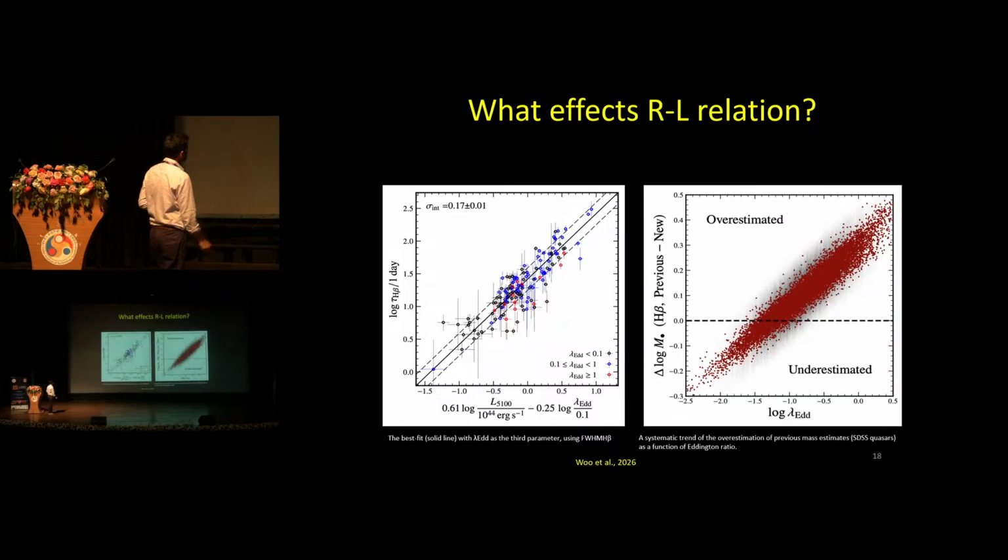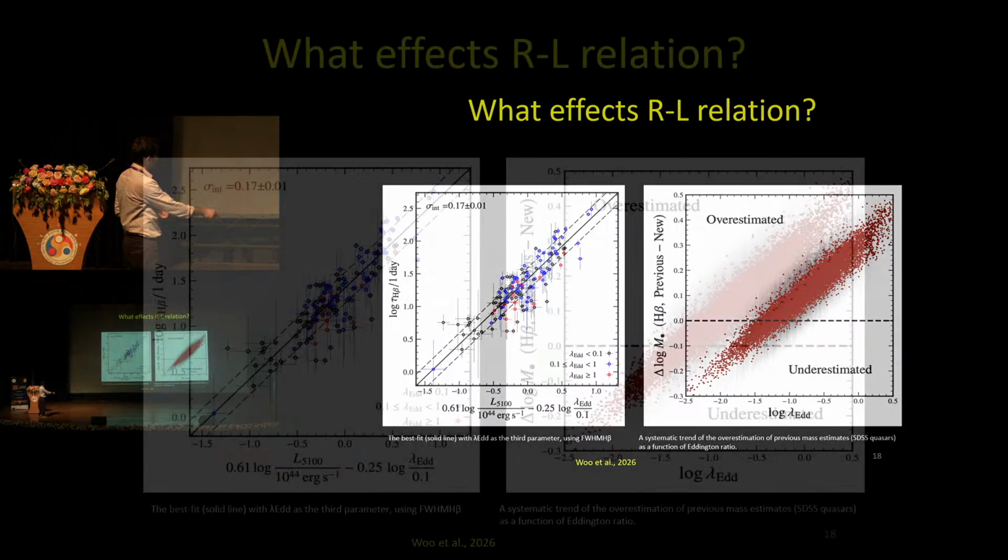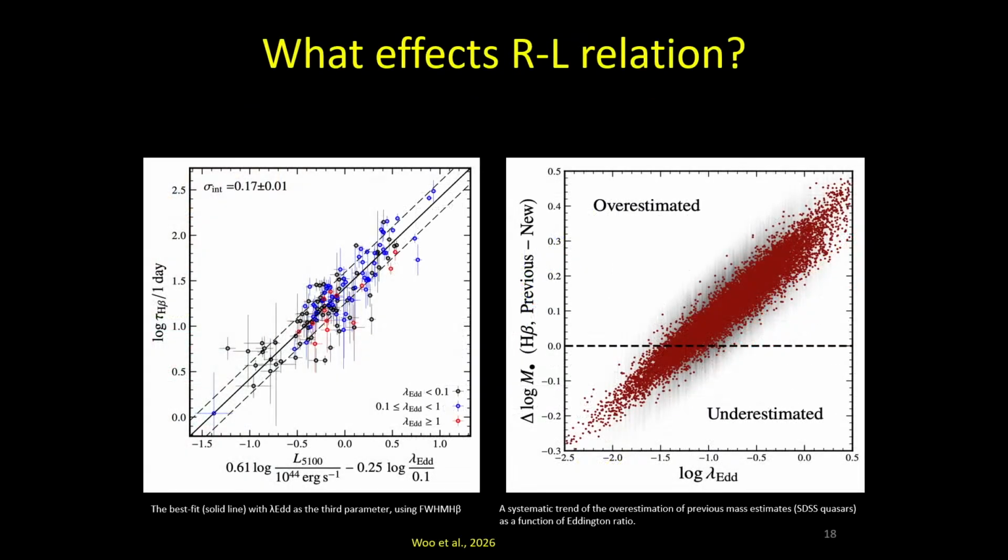And if we apply this best fit relation, the Eddington ratio dependency relation, we see that there is an overestimation of SDSS based masses also. And these deviations are significantly correlated with the Eddington ratio. The deviations of previous relations compared to these relations are 0.5 dex. So you see this overestimation is significant mostly for the high accreting sources.